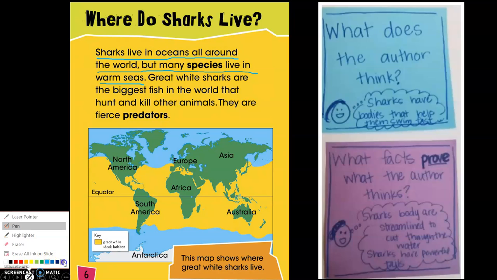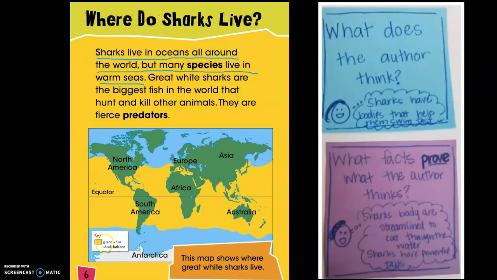Do you see at the bottom where he has this nice map for us? Let's look at what he says. This map shows where great white sharks live. Where does it show? Where they live. He says they live in oceans all around the world. And the orange is where sharks live. The blue are the oceans, and this is a map of the world. Do you see orange all around the world in the ocean? Yes, this middle part right here I see is where sharks live. So his point is made right here. The facts that prove it is this map that the author gives.